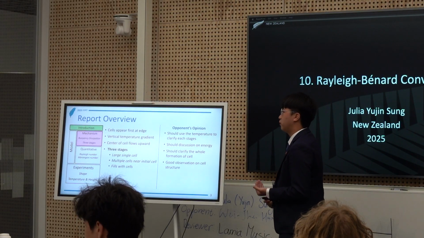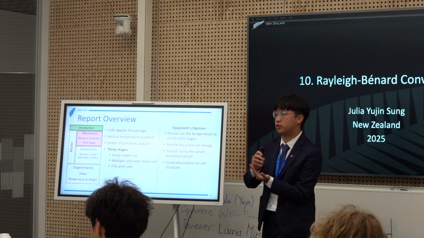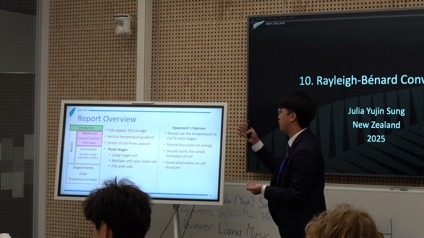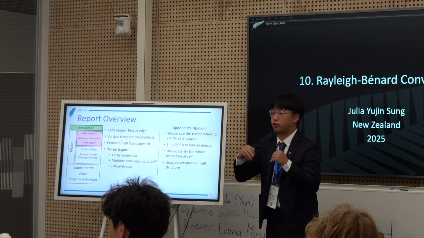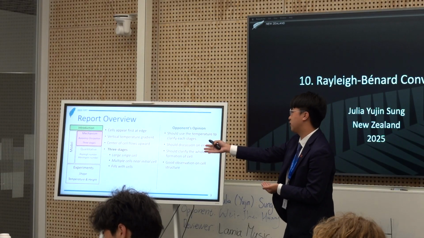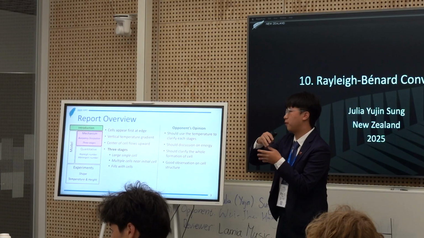Here's the overview from the reporter. The reporter had a clear explanation of how the convection cells actually appeared. First they appear from the edge, and it's due to the vertical temperature gradient change during this whole process. In the next process, the center of the cell starts to rise upward. At that stage, the whole container will be full of cells.